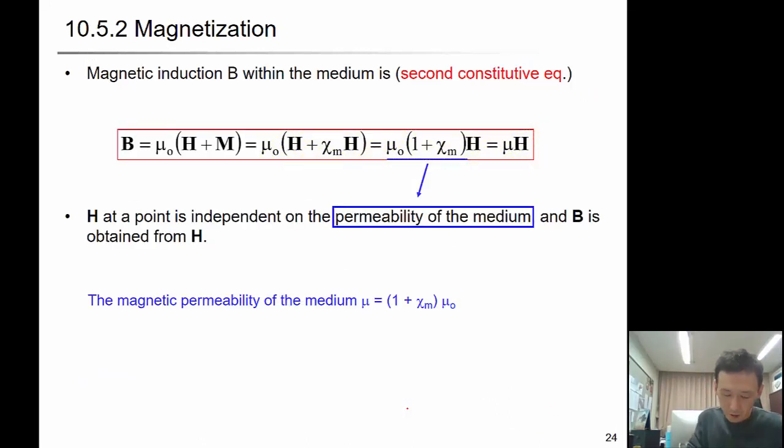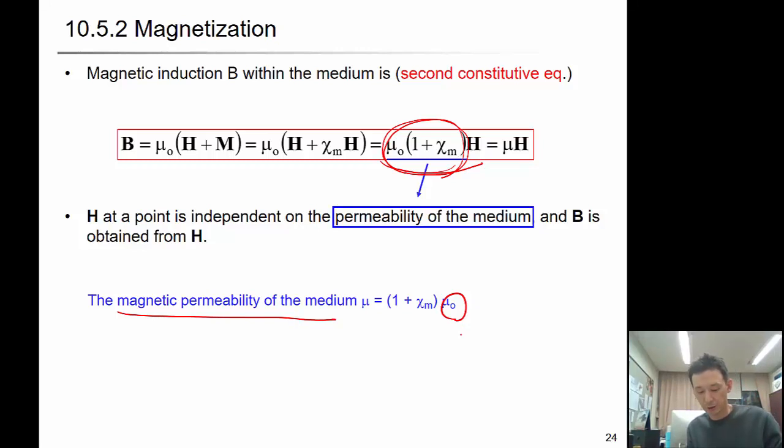So then you can see that the magnetic induction B expands to mu times 1 plus psi m times H, and this becomes the material property. And here mu naught is the magnetic permeability of the vacuum or free space.